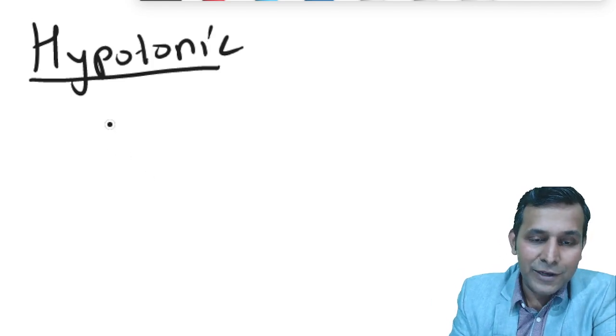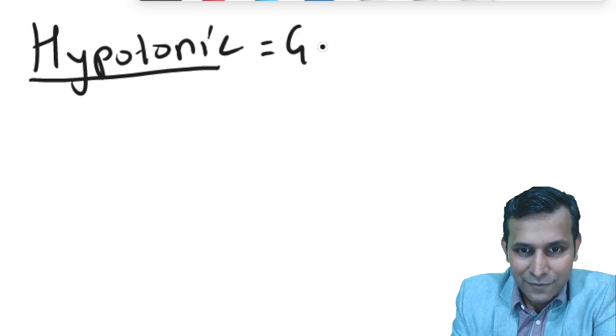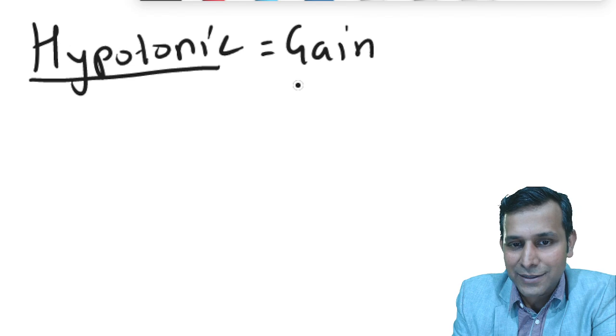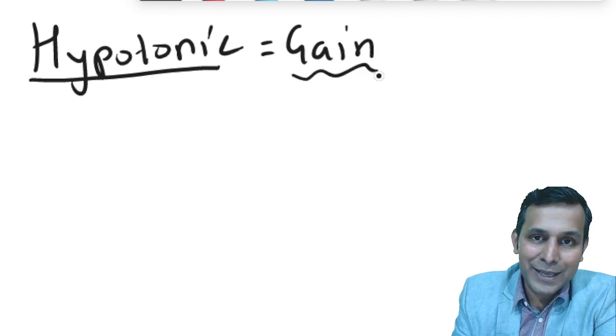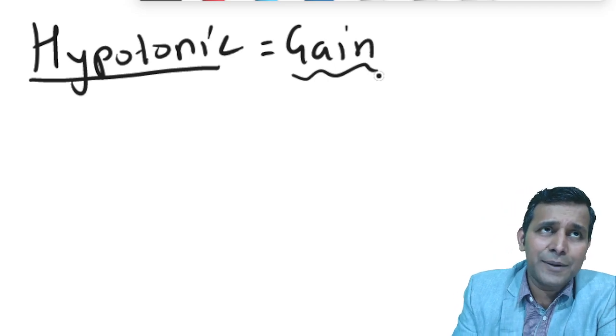So first we'll go with hypotonic gain. As per our custom, we are going to write down the gain first and then the loss. So gain, hypotonic gain. Let us take one example.